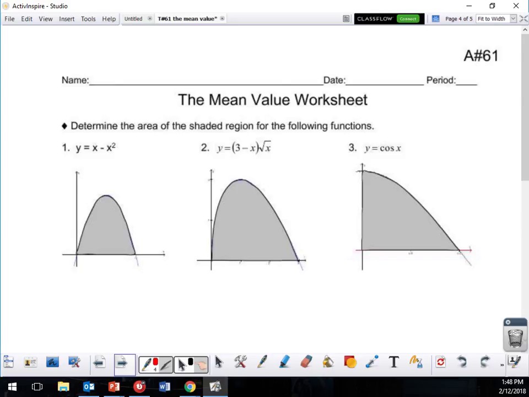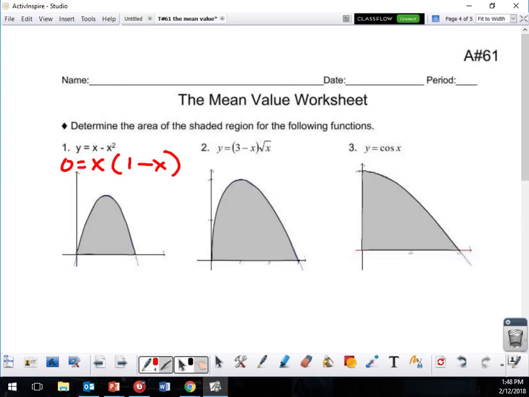If I factor it, it's going to look like x times 1 minus x, right? So my lower bound is 0, and the upper bound is positive 1. So there's your bounds. Go ahead, find your integration.